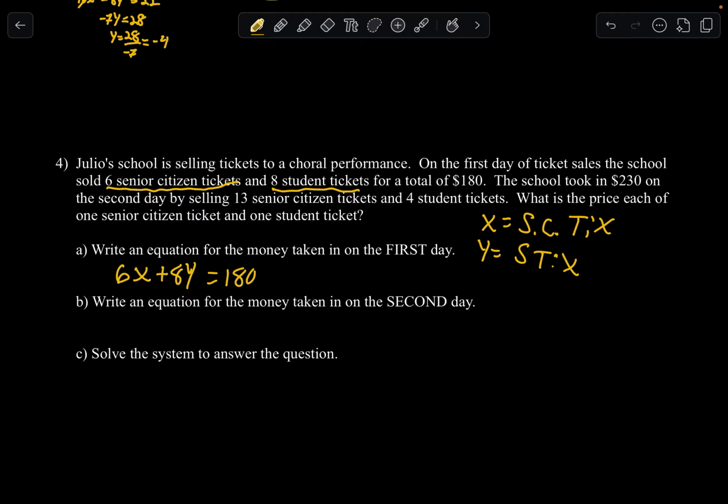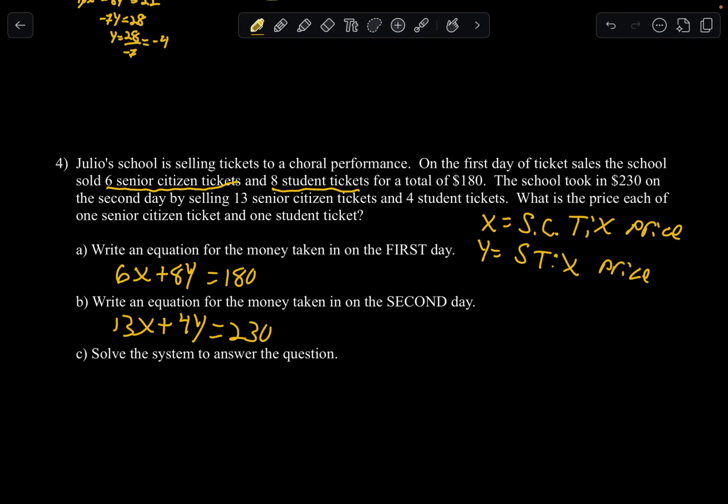I should say this, X is the senior citizen ticket price, because that's what we're looking for, and Y is the student ticket price. You should define your variables for me so I know what I'm looking at. All right, the school took in $230 on the second day by selling 13 senior tickets and 4 student tickets. Write an equation for the money taken on the second day. So that would be 13x plus 4y, and that's got to equal 230.